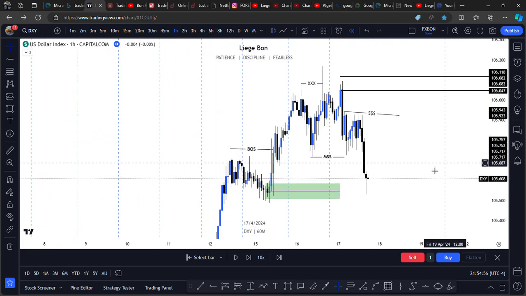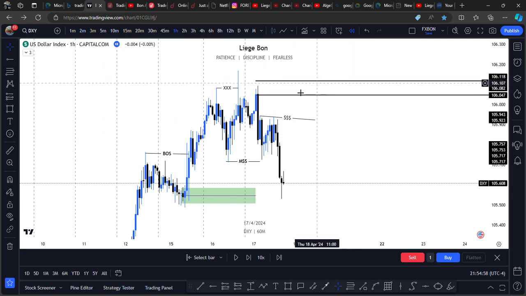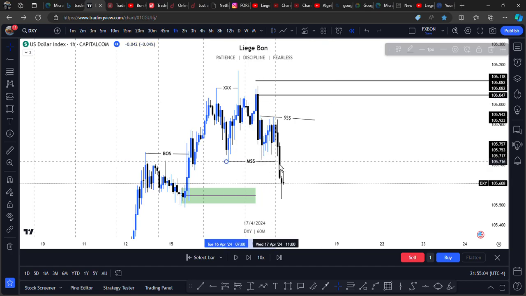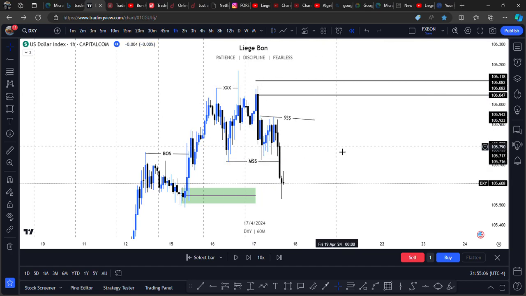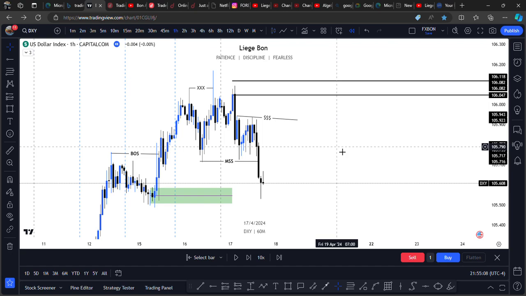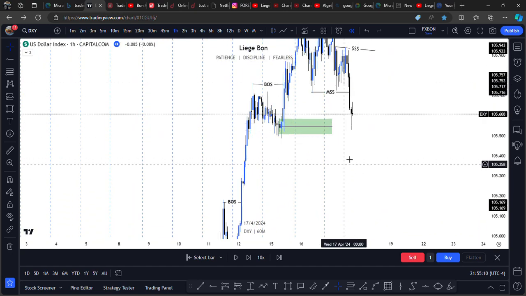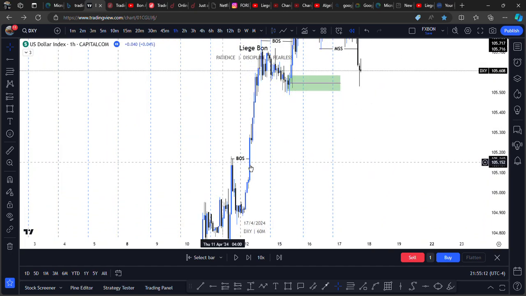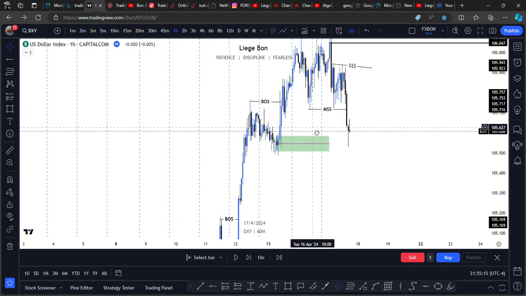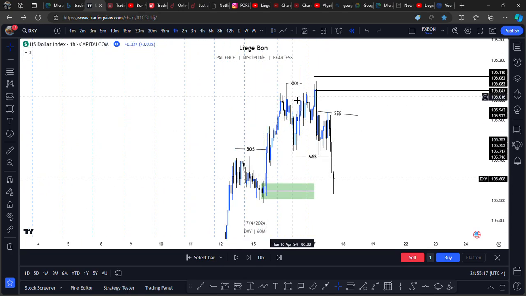So I want to sell here. I want to be a seller when price gets to this point on the dollar index. Right now the dollar index is giving me this as a market shift. I can see a bearish sentiment because we're going up, we're breaking structures to the upside. We're breaking here, we break here, also broke here.